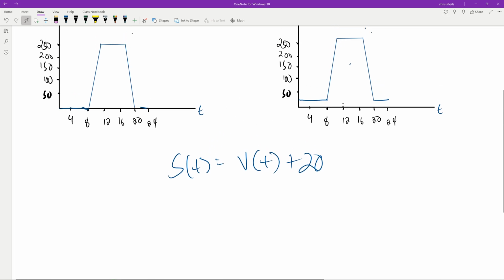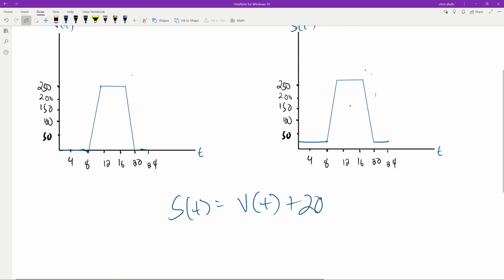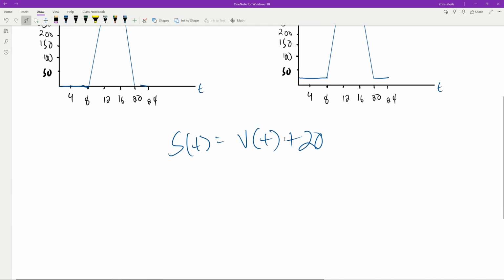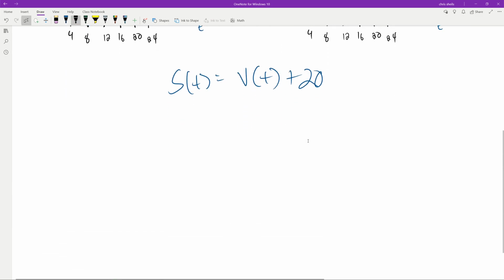Notice here that my input values remained exactly the same. Now maybe my graphs look slightly different, but it's just due to my drawing and not due to them actually being different. It's also due to these stray dots here. So let's talk about vertical shifts.